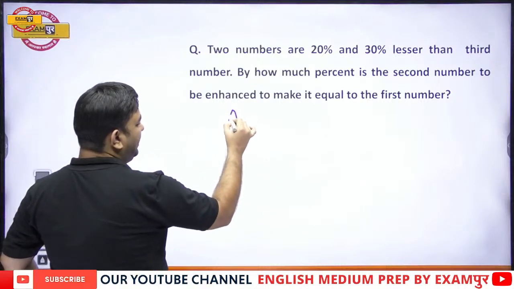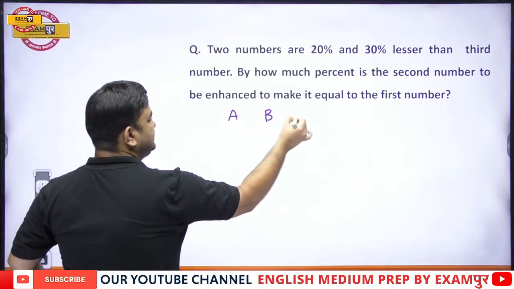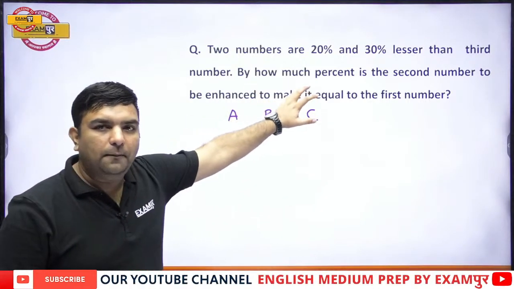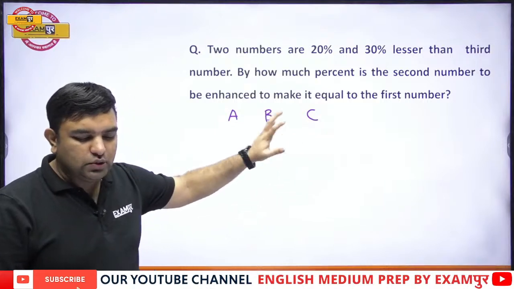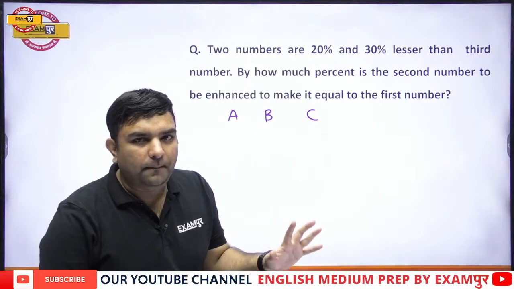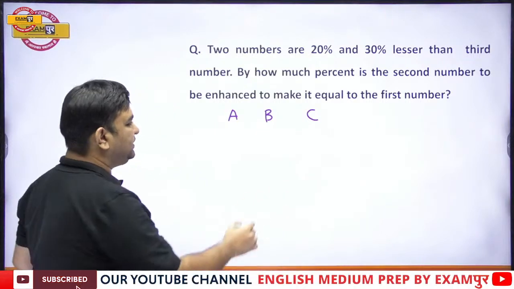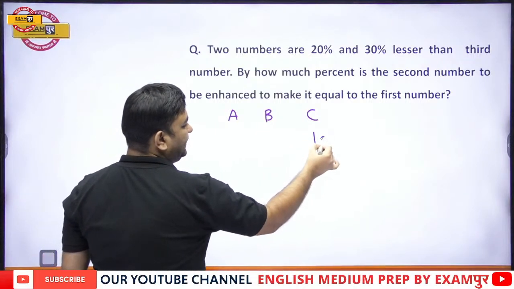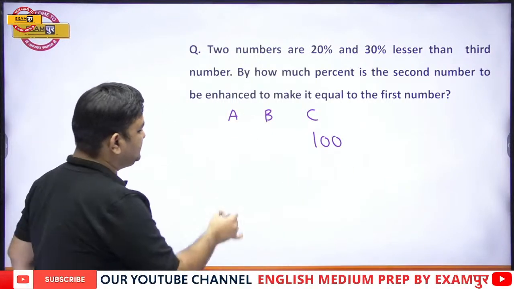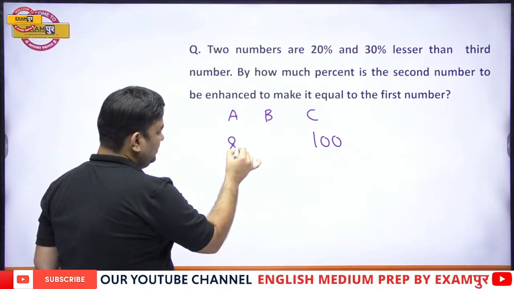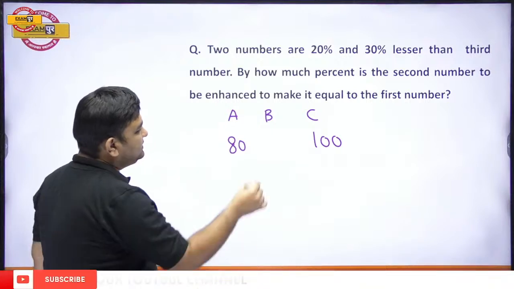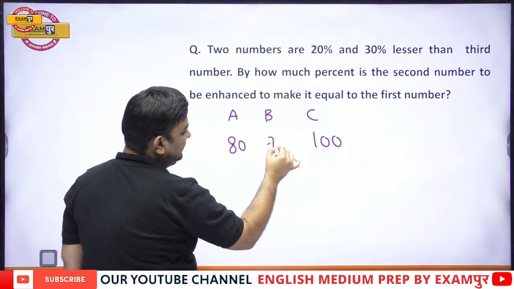Let the numbers be A, B, and C. Since both are compared with the third number, we will assume the third number first, 100. First is 20% less, means 80. Second is 30% less, means 70.